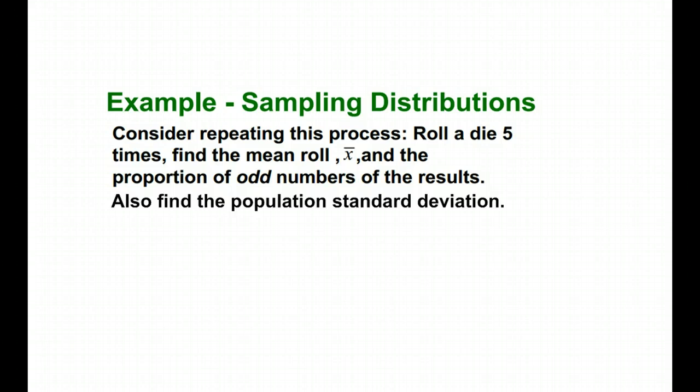Alright, and we're also going to find the population standard deviation for the probability distribution that we can come up with. Okay, so we're going to find the average roll for each roll of the die, and then we're going to find the proportion of odd rolls that we get. And this is theoretical probability that we're talking about here when we're talking about the proportion.